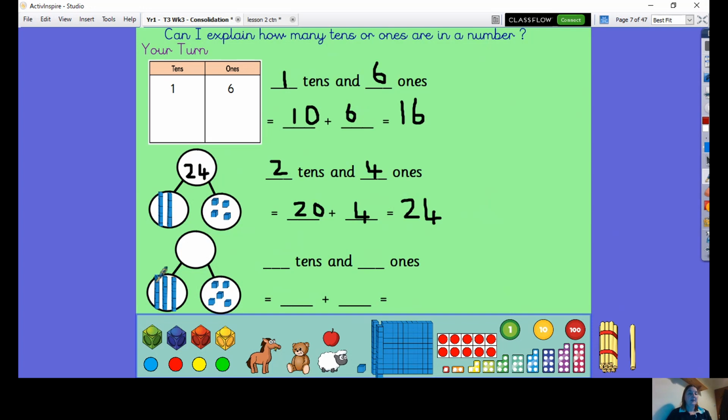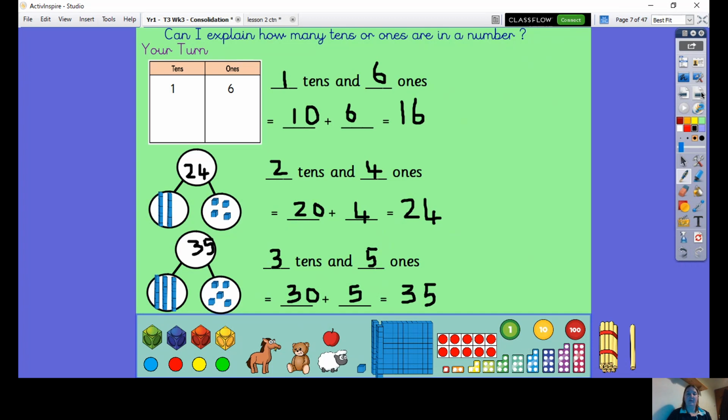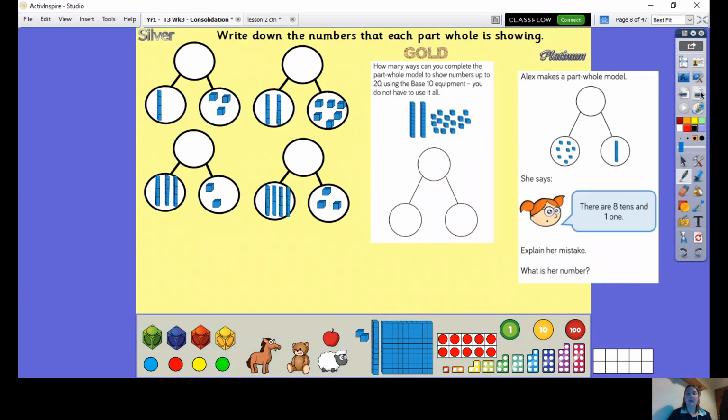Okay, let's have a look at this one. So this one we've got 1, 2, 3 tens, and I've got 1, 2, 3, 4, 5 ones, and I know that 3 tens are 10, 20, 30. Add 1, 2, 3, 4, 5 ones, and I know that that makes 35. So I'm going to write 35 in there. Excellent, and I'm sure you got on really well with that.